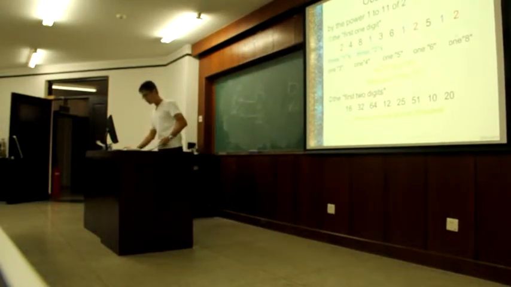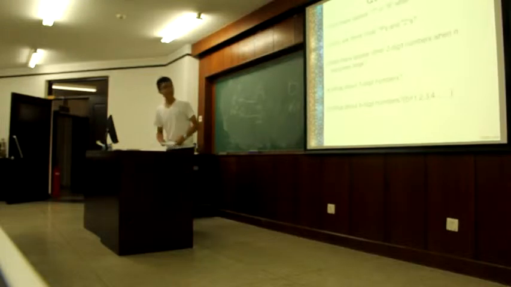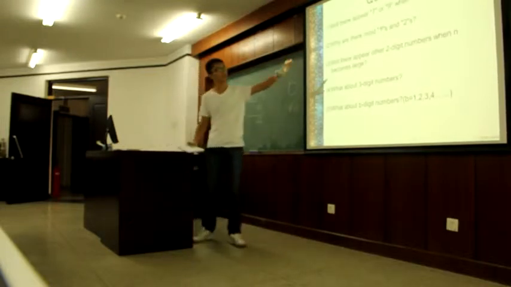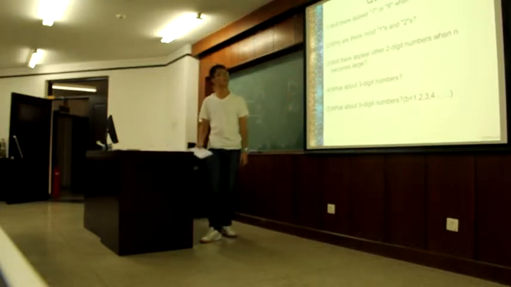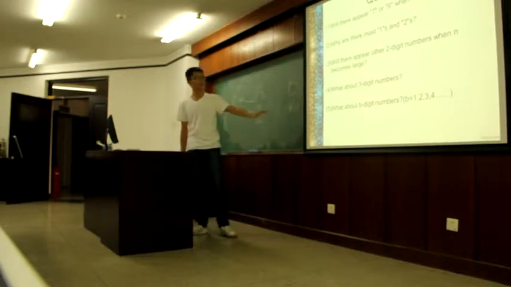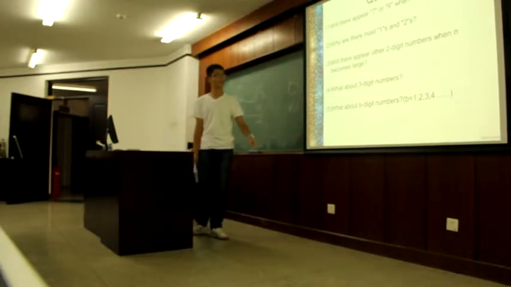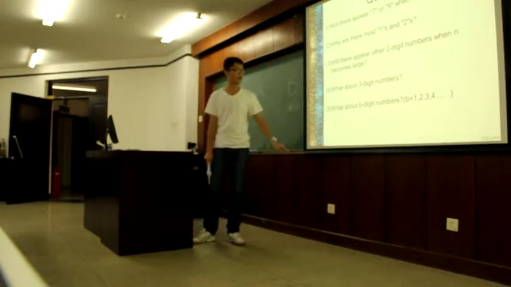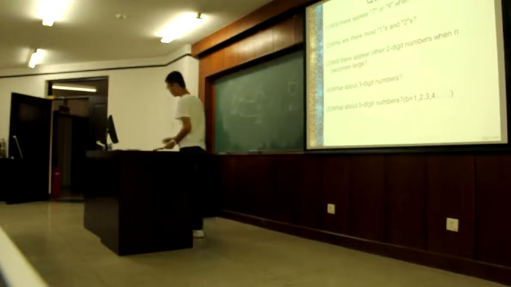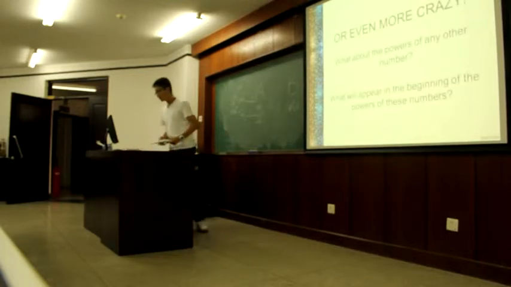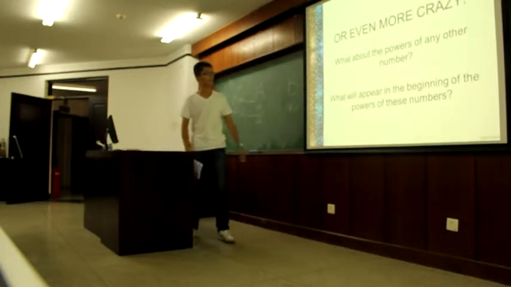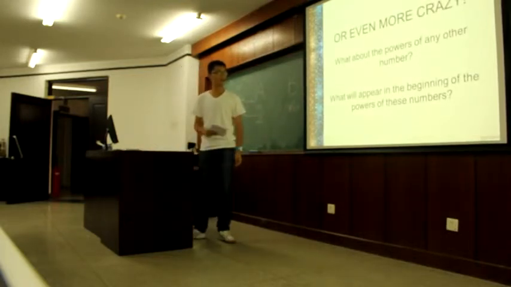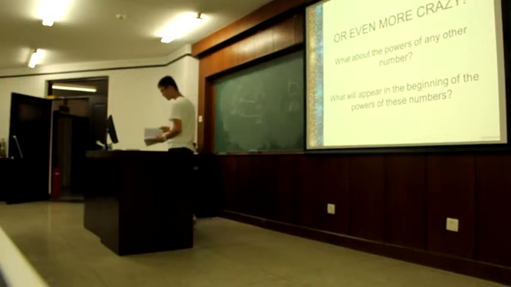So we may have some questions. Will there appear 7 or 9 when n becomes larger? Or why are there mostly 1s and 2s? Will there appear all two-digit numbers when n becomes larger? And what about 3-digit numbers? What about bigger-digit numbers? Or even more crazy, what about powers of any other number? And what will appear in the beginning of the powers of these numbers?